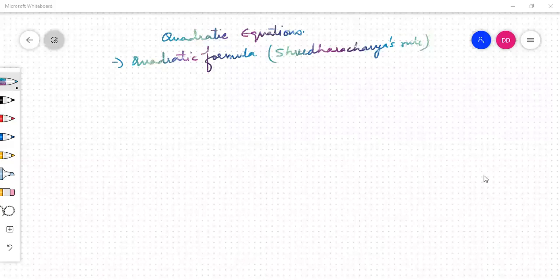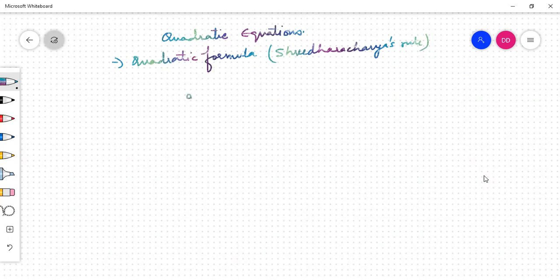In this video, we'll learn more about quadratic equations, how to find out its roots using the quadratic formula. We've already done two methods in our other videos, that is factorization and the completing the square method. Here we'll apply the quadratic formula, famously also known as Sridharacharya's rule. Before applying the quadratic formula, we'll derive this formula.